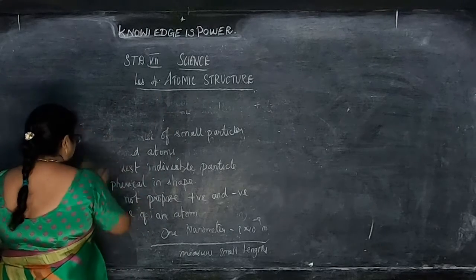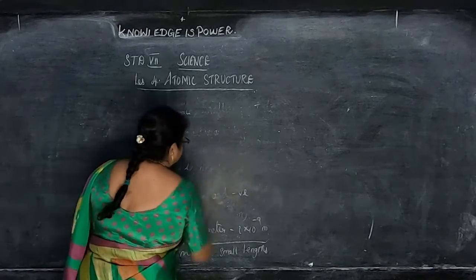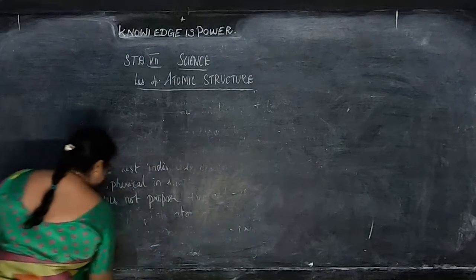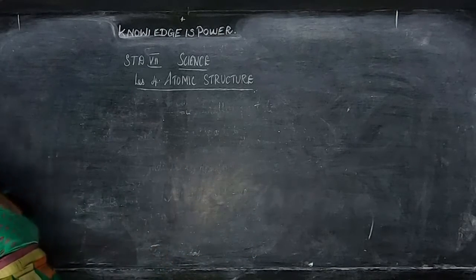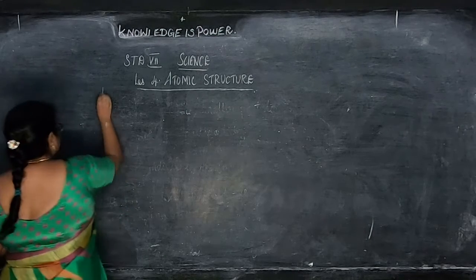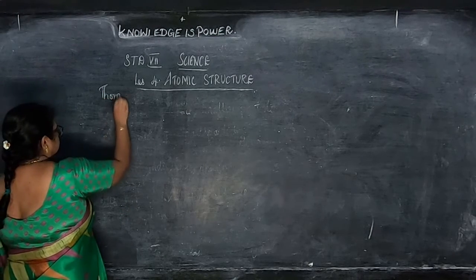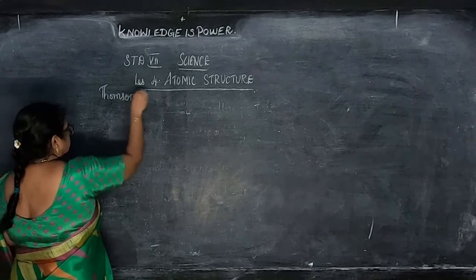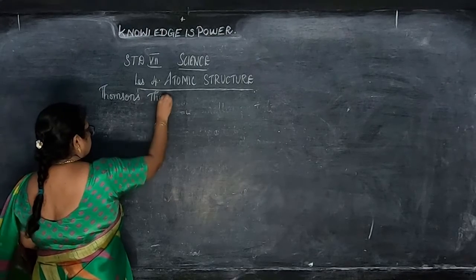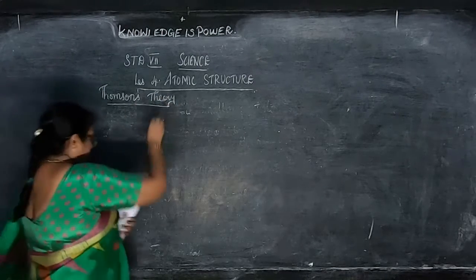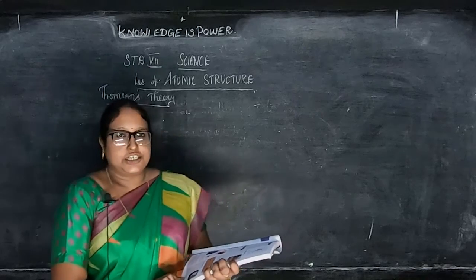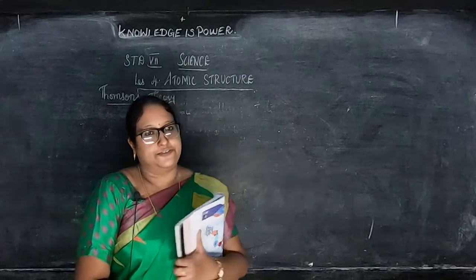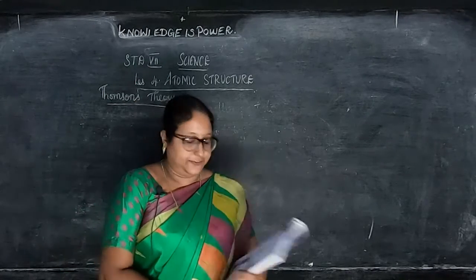So next we are going to go to Thomson's theory. Okay, children. Now in this Thomson's theory, in 1897, J.J. Thomson proposed a different theory. So he gave a different theory.